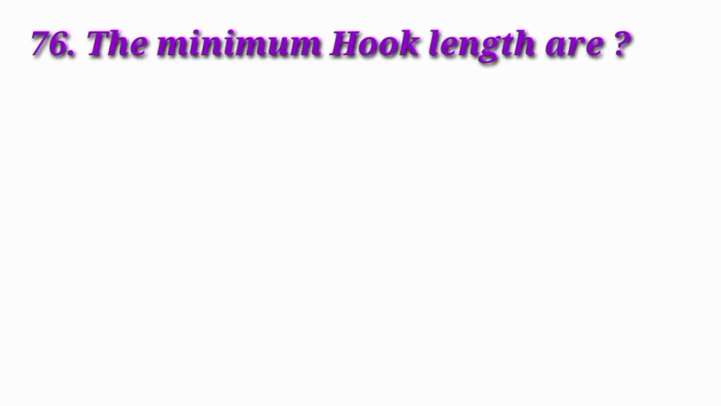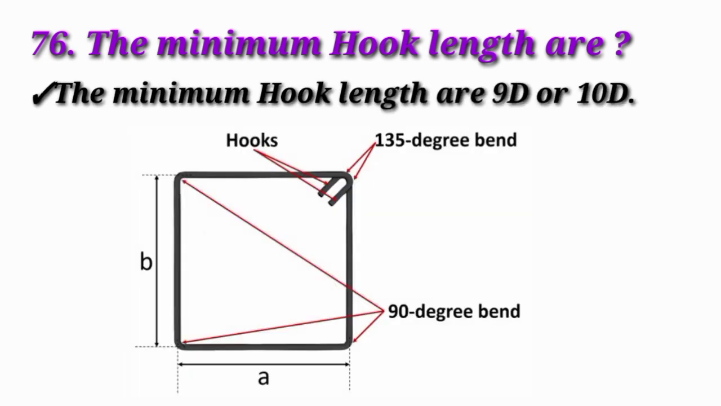76. The minimum hook length is 9D or 10D. The hook length minimum is 9D or 10D. This is the hook. The hook angle is a 135 degree bend. This is a hook. This is a ring.